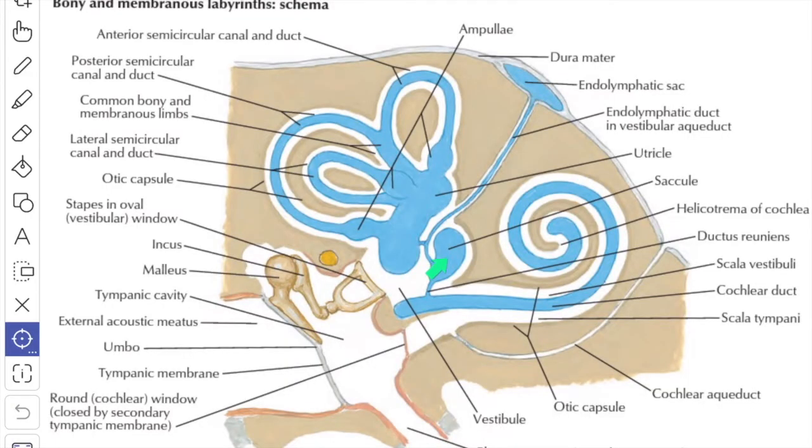Next we'll see about the saccule and the utricle. So both saccule and utricle are confined within the bony vestibule, and each of them possesses a specialized sense organ, the macula, which regulates the static equilibrium and the linear acceleration by the gravity receptors of the sensitive hair cells.